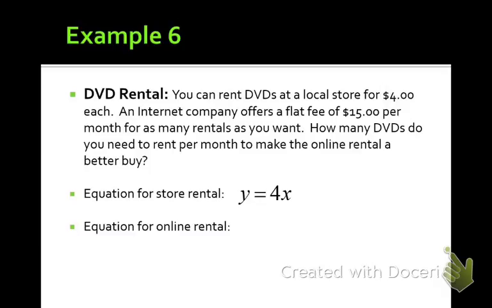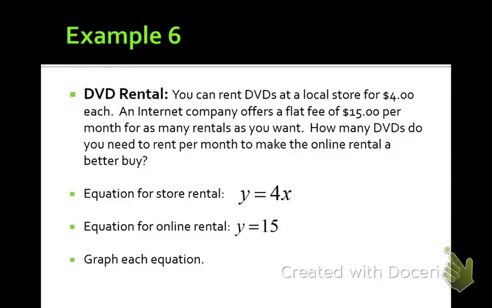Well, for the online rental, they're just going to charge you $15 and let you rent as much as you want. So $15 is definitely more than 4. If you only rent a movie or two, you're going to want to get it from the store because you'll pay less. But at some point these two are going to be equal, and then the online rental becomes a better buy. So how many DVDs do you have to rent? Well, we could find out where these two have the same cost.